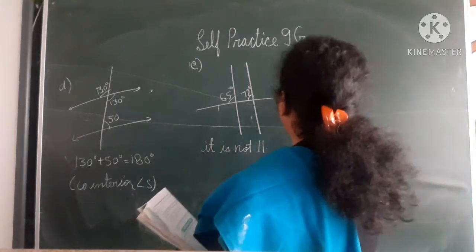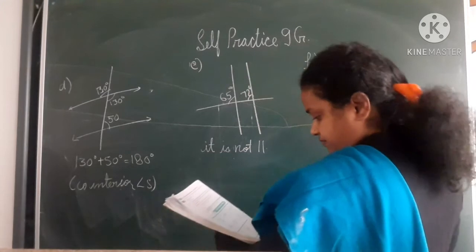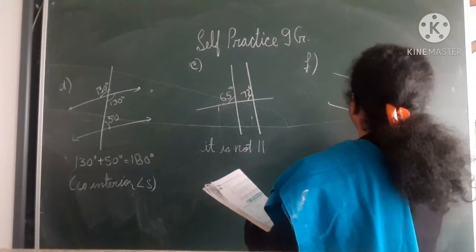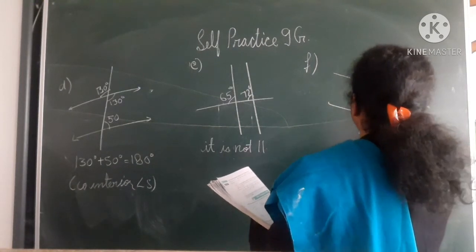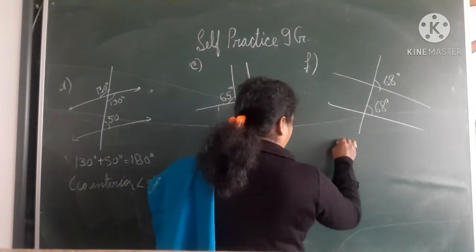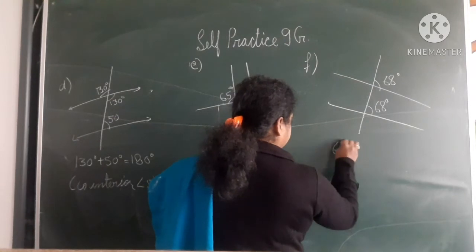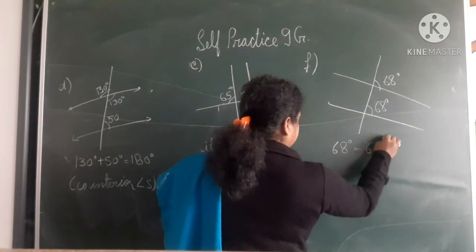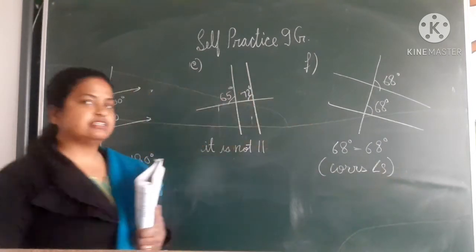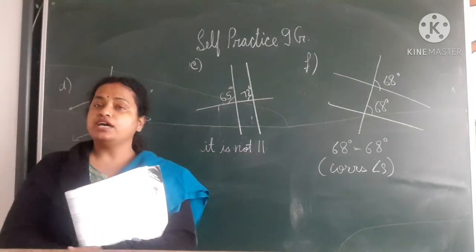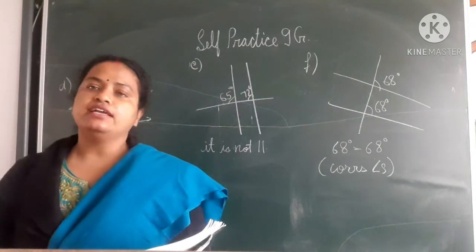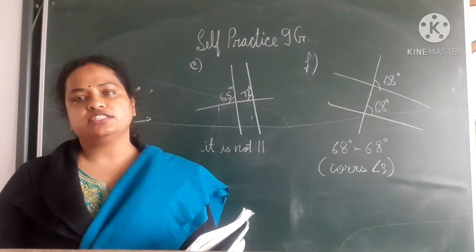Now see the F part. Now F, they are parallel to each other because of corresponding angles. They are corresponding angles. As they are corresponding angles, both are above the line and are equal to each other. That means they are corresponding angles, and corresponding angles are always equal to each other. Okay.